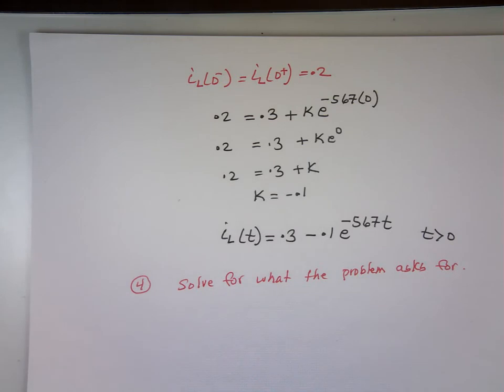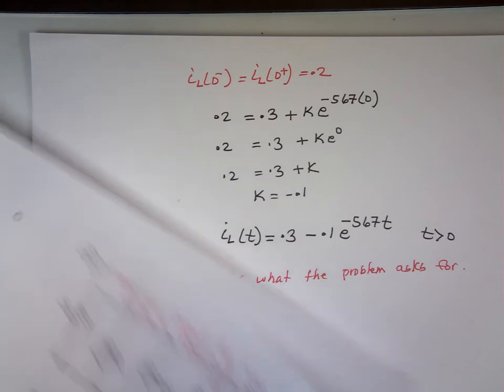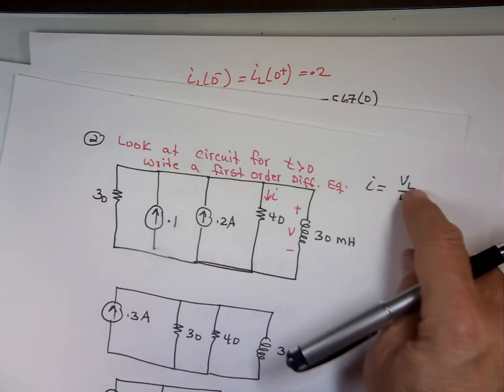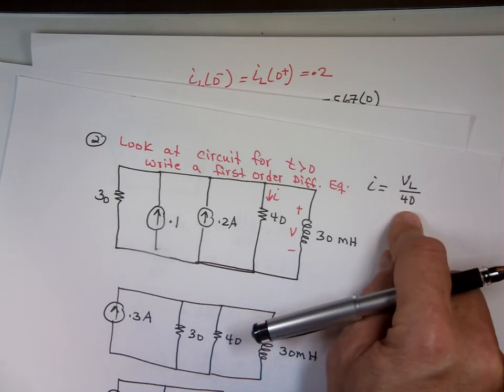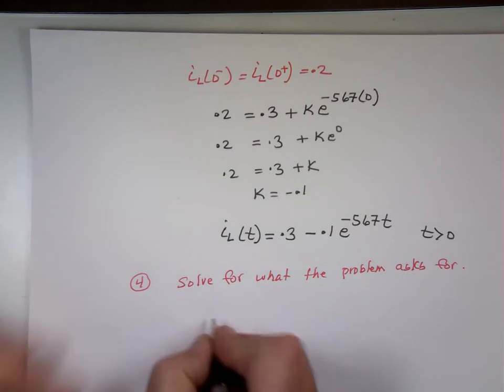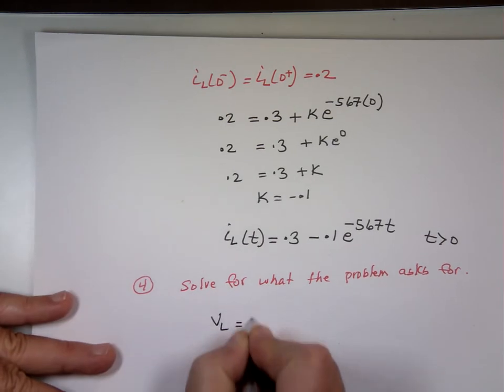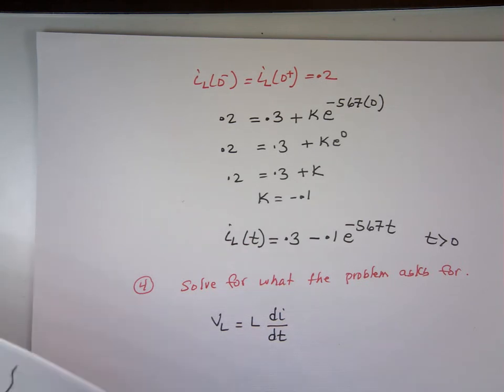I said, well, if I know the voltage across the inductor, I can find that current. It's VL over 40. So let me find the voltage across the inductor. VL equals what? L di/dt. And what was L here? 30 millihenry, 0.03.